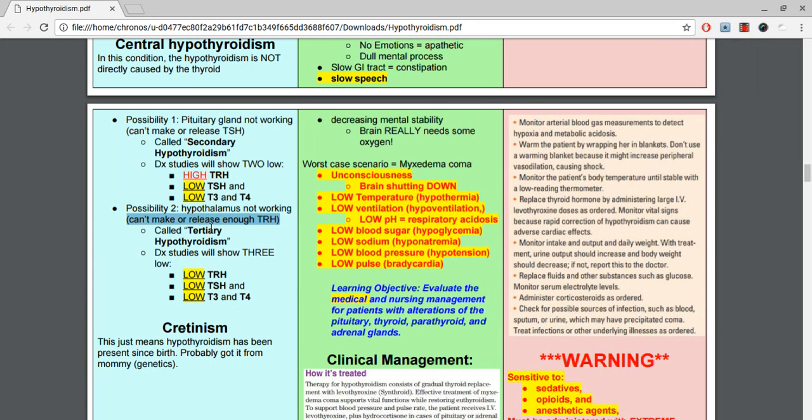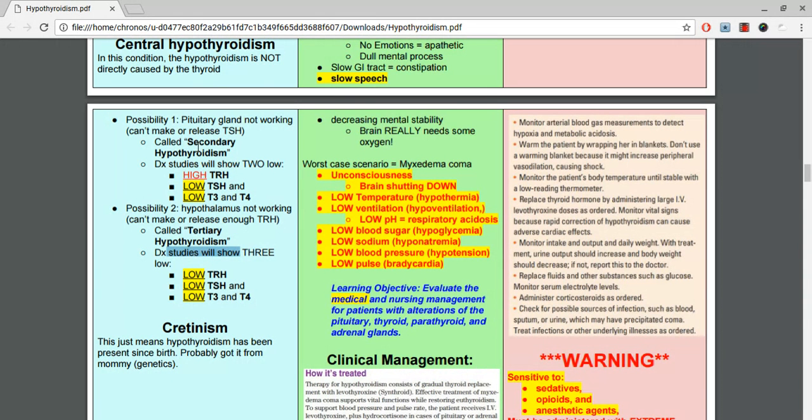Here's another possibility. Another possibility is that the hypothalamus is not working. Either it can't make or it can't release enough TRH. This is known as tertiary hypothyroidism, okay? And the diagnostic studies are going to show that all three levels are low. The TRH is going to be low, the TSH is going to be low, and the T3 and T4 are going to be low. So all three of them are going to be low, which might be a reason why they call it tertiary hypothyroidism. Three things are going to be low.